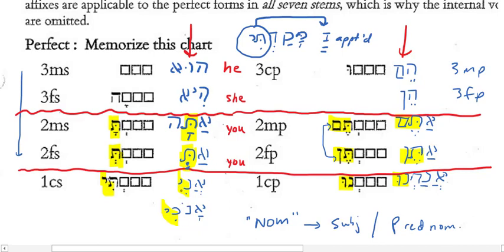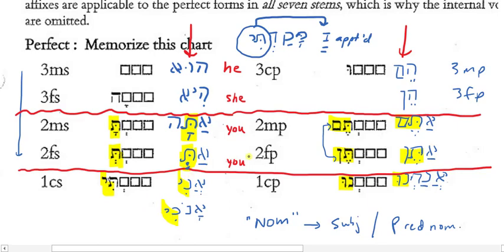Notice that both of these have a qamets yod at the end. Ani, anokhi. And how does the personal ending of the first common singular end? It ends with a qamets yod after the tav. Ti, as in pakadti. Okay? So I've highlighted the similarities just so that you can see them.